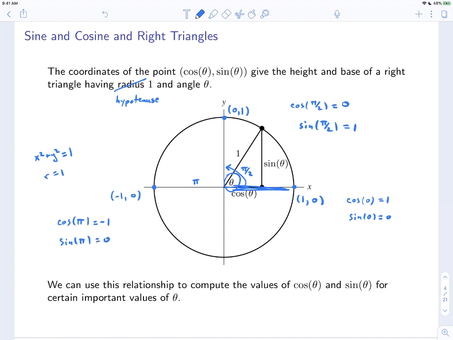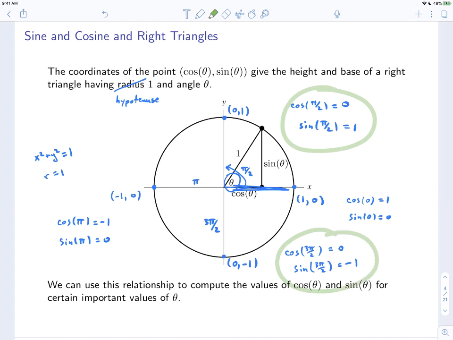If we take another quarter rotation, that puts us here. This is now 3 pi over 2. And the coordinates here are 0, -1. So cosine of 3 pi over 2 is equal to 0, and sine of 3 pi over 2 is equal to -1. So these are some of the important values of sine and cosine.